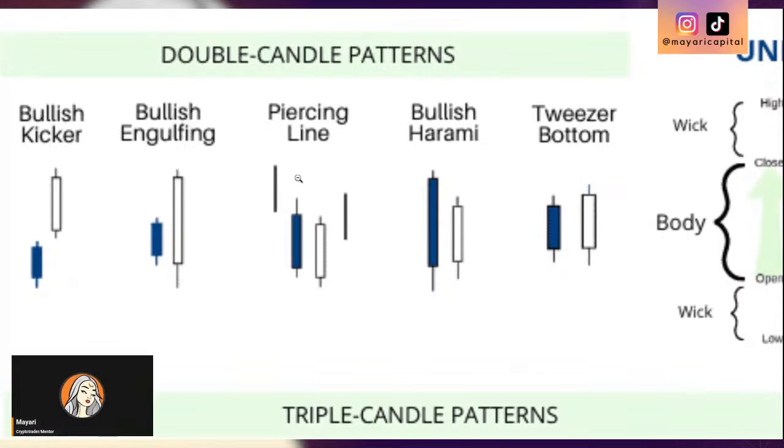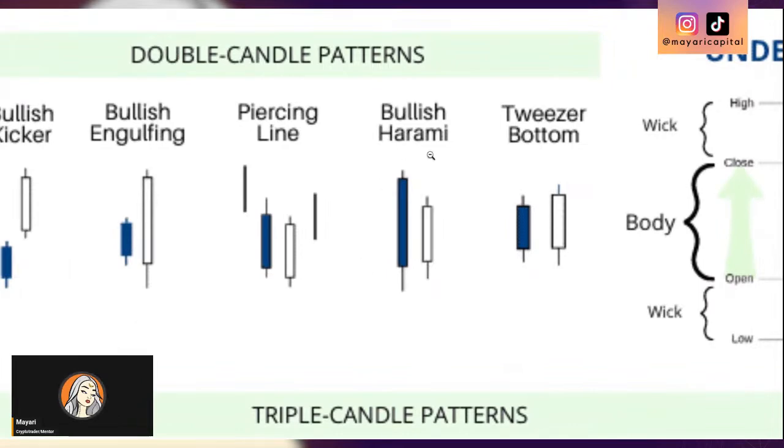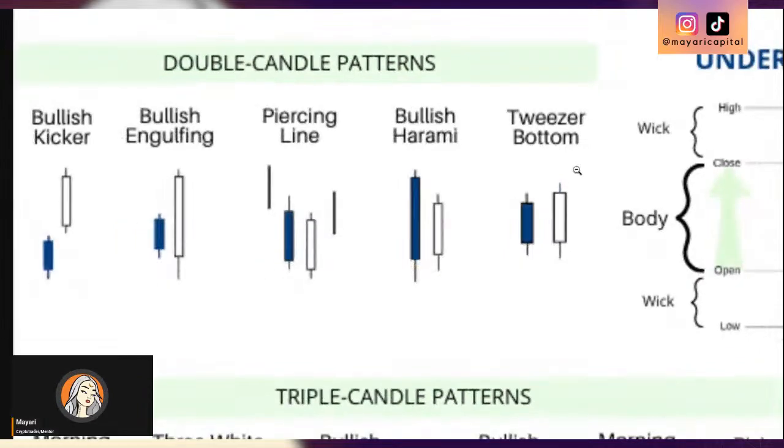So similarly with this one, piercing line, I do not use this one. Okay. So this one is a bullish harami. Sometimes they call it a pregnant candle. I do not use this one. Okay, but it's good to know. If you guys want to learn more about that, you can explore the market with it. Tweezer bottom, it's somewhat similar.